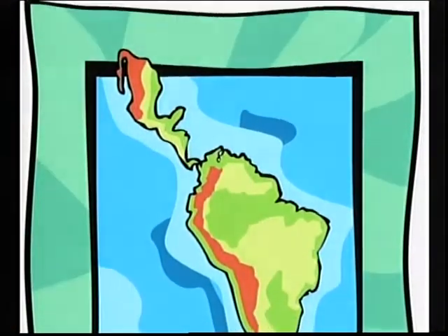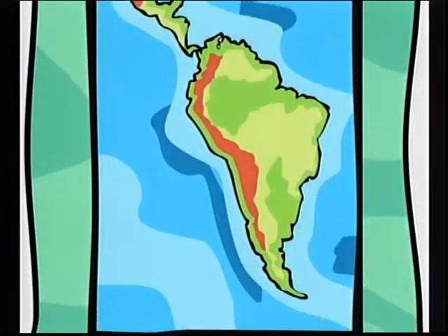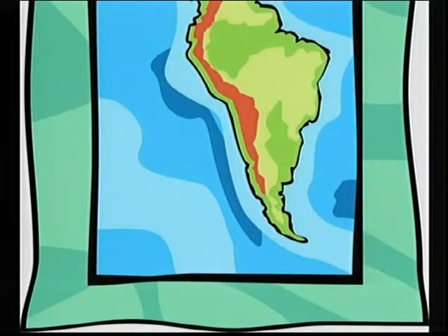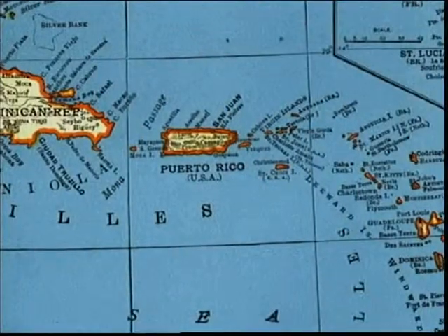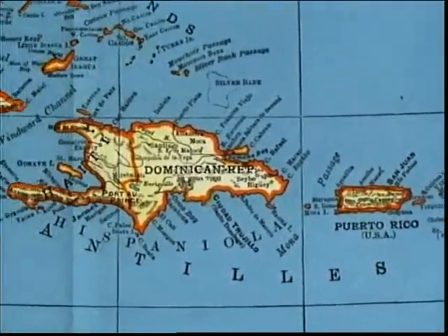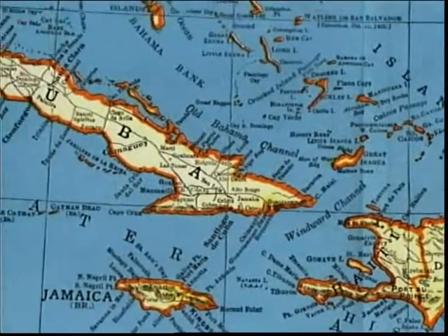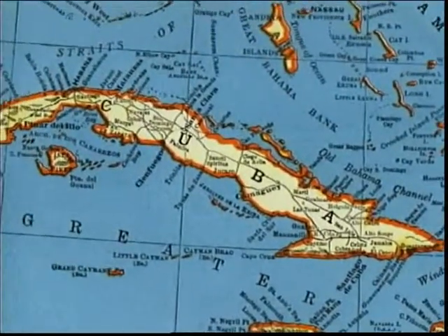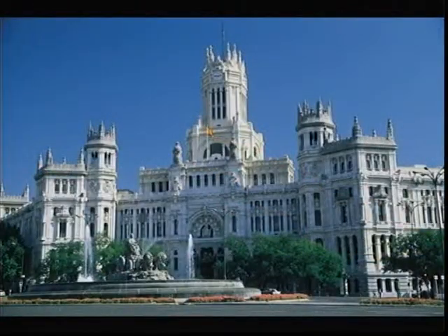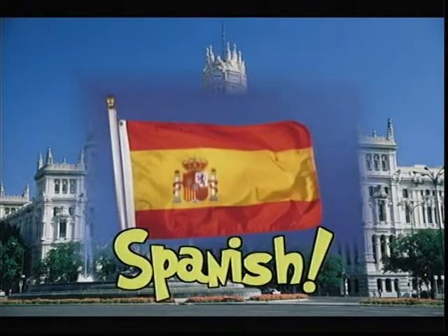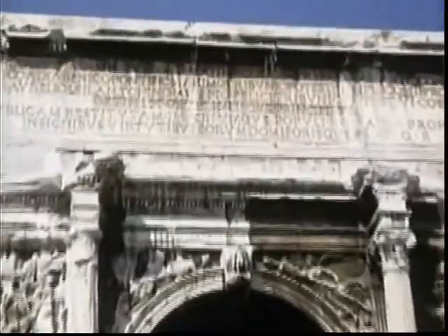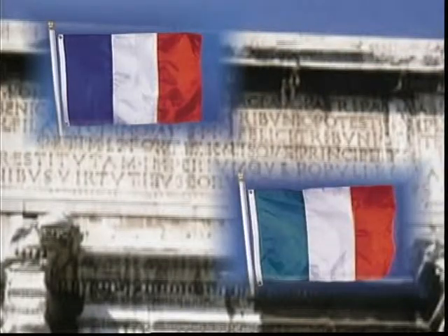Latin America extends from Mexico to the southern point of Argentina in South America. There are also some Caribbean islands that are considered Latin American, like Puerto Rico, the Dominican Republic, and Cuba. What do all these countries have in common? The Spanish language. Spanish is a language derived from Latin and is similar to French and Italian.